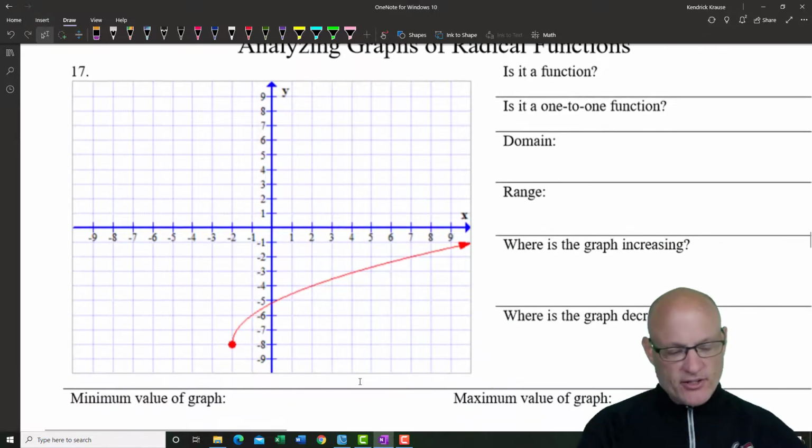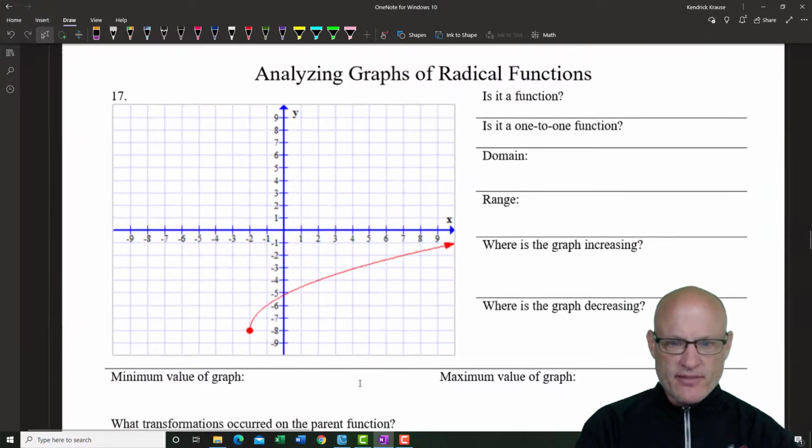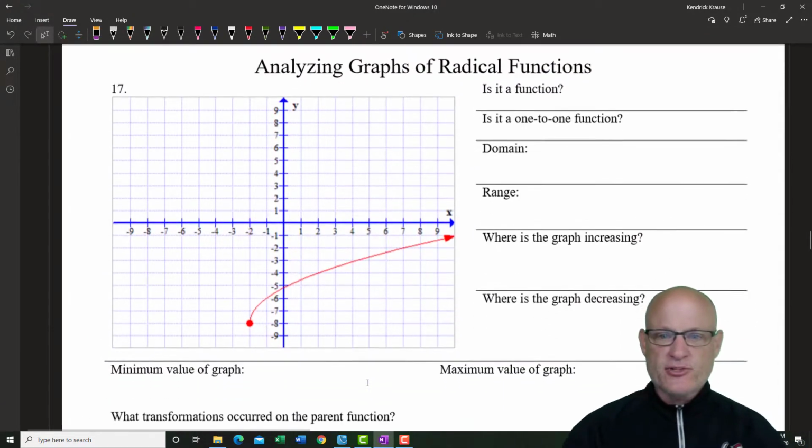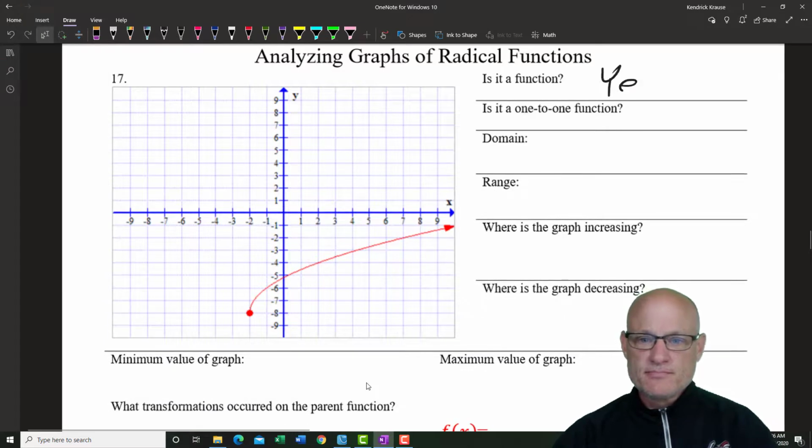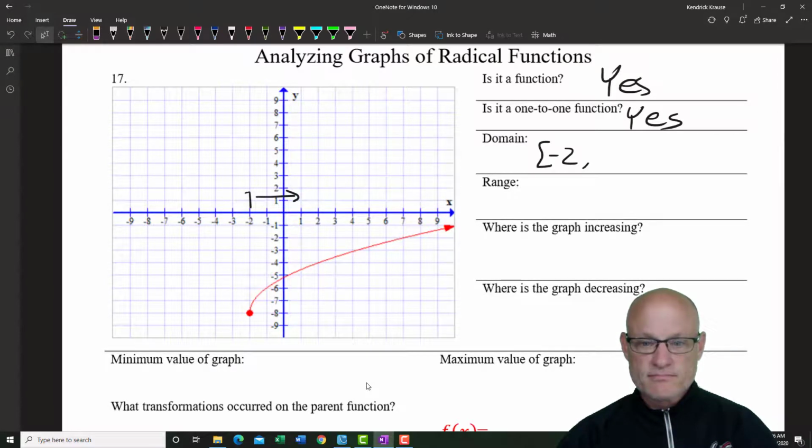Nope. All right, so this will be quick. We'll just do this last page. I think this might be it. Is this a function? Yes. Is it a one-to-one function? Yes. Domain. Let's see. It's starting at negative 2 and it's going forever and ever to the right. Range. Starting at negative 8 and it's going up forever and ever and ever.